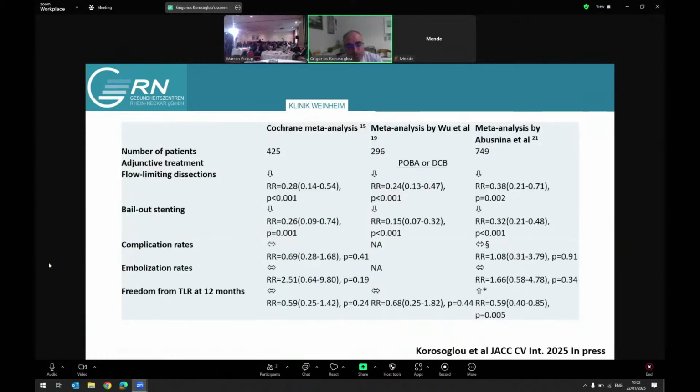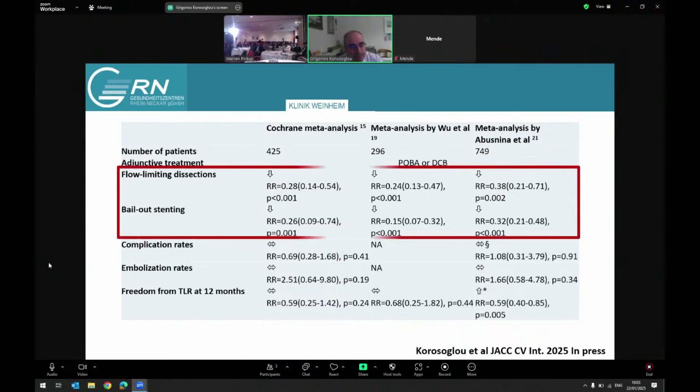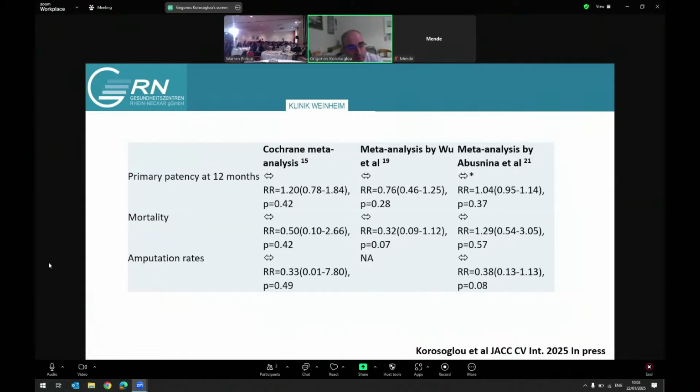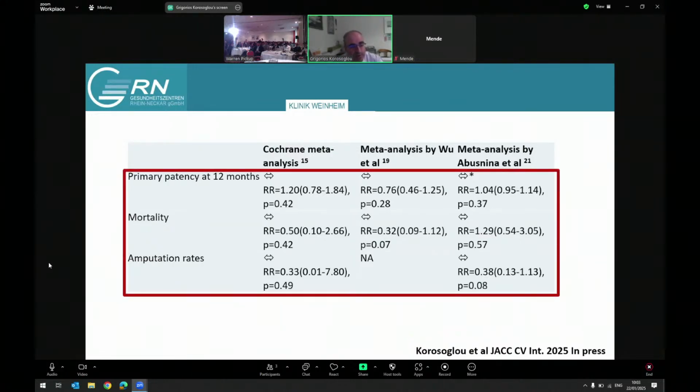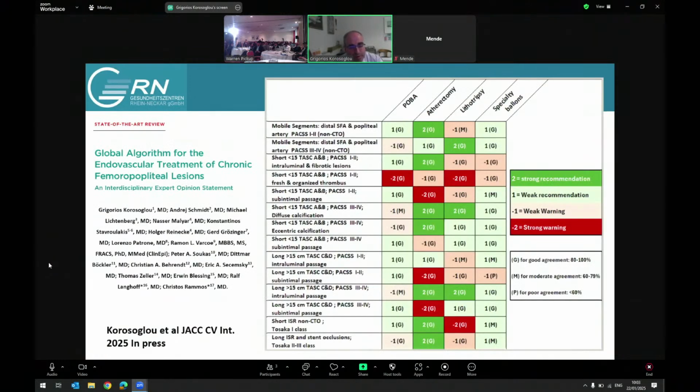We also summarized the advantages and disadvantages of atherectomy in this expert opinion paper. And here again, you can see fewer stents, similar rates of complications, but no differences in terms of target lesion revascularization, patency rate, and amputation rates. So I think the solution to that is that atherectomy is not indicated for every lesion in the femoropopliteal segment, but for selected lesions.